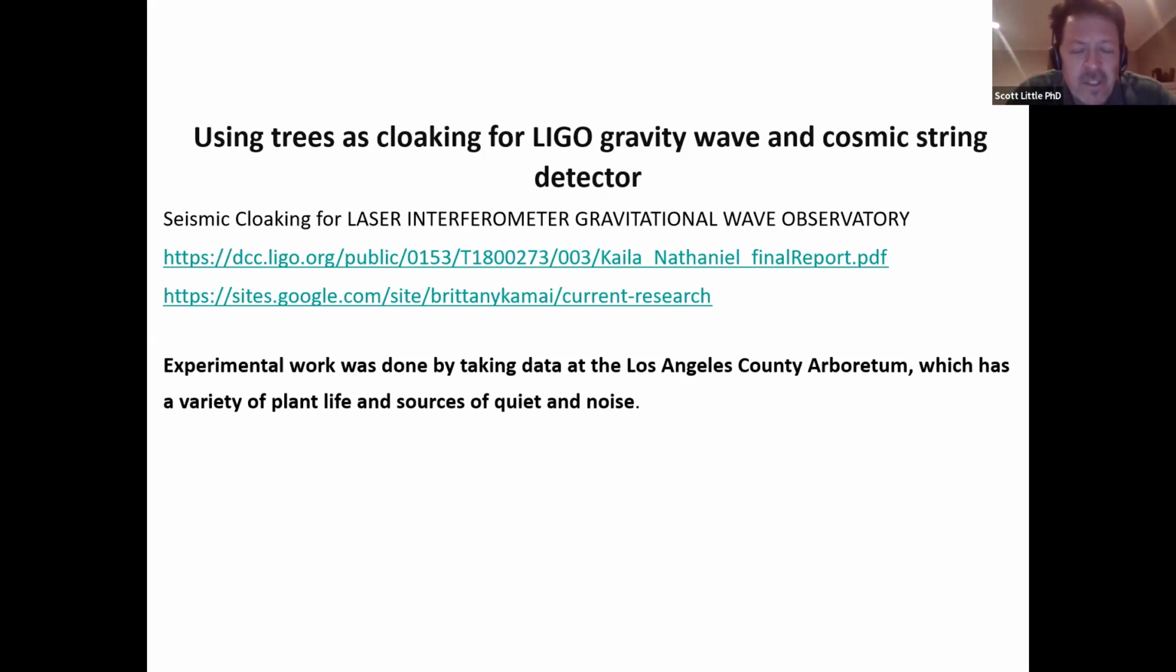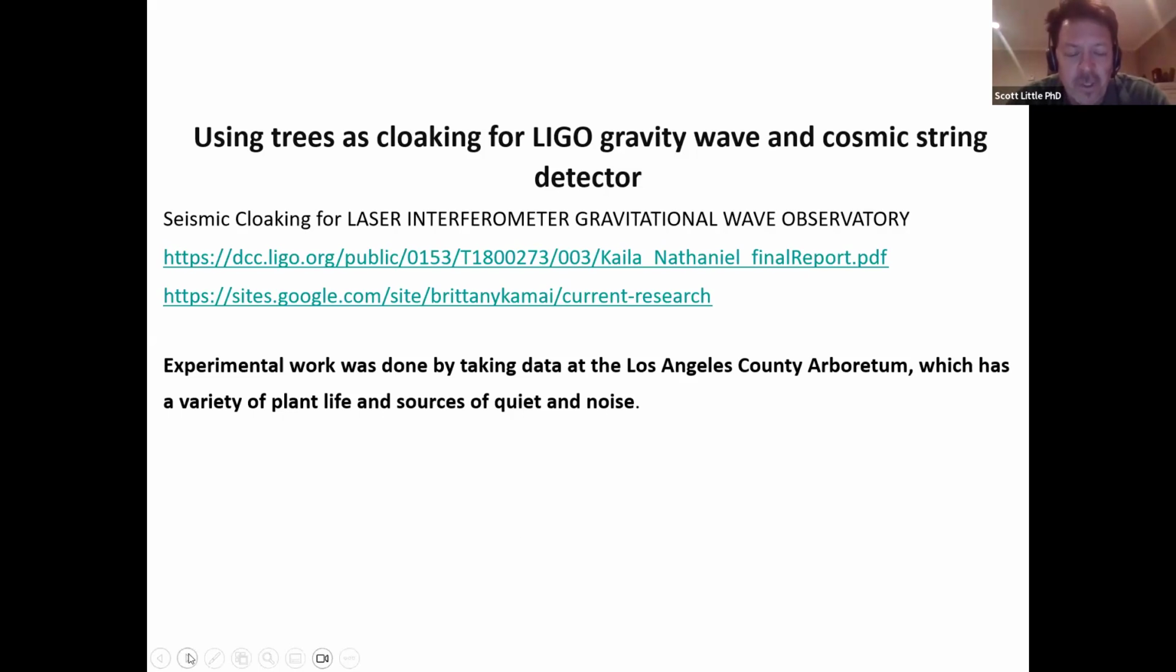So they went to the Arboretum, and I'm hoping everyone knows where the Arboretum is. They did some experiments there, looking at a group of trees, and measured the noise coming from the freeway above it, like the 210 freeway, to see if they got less noise in the middle of these trees than if they did out in an open area.